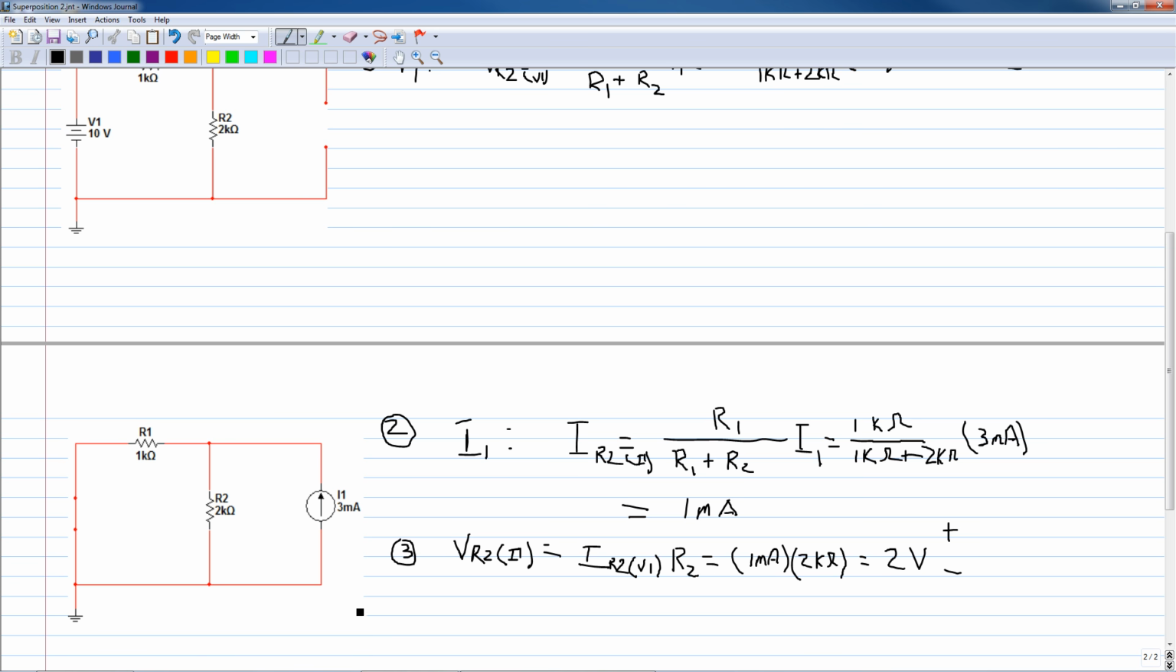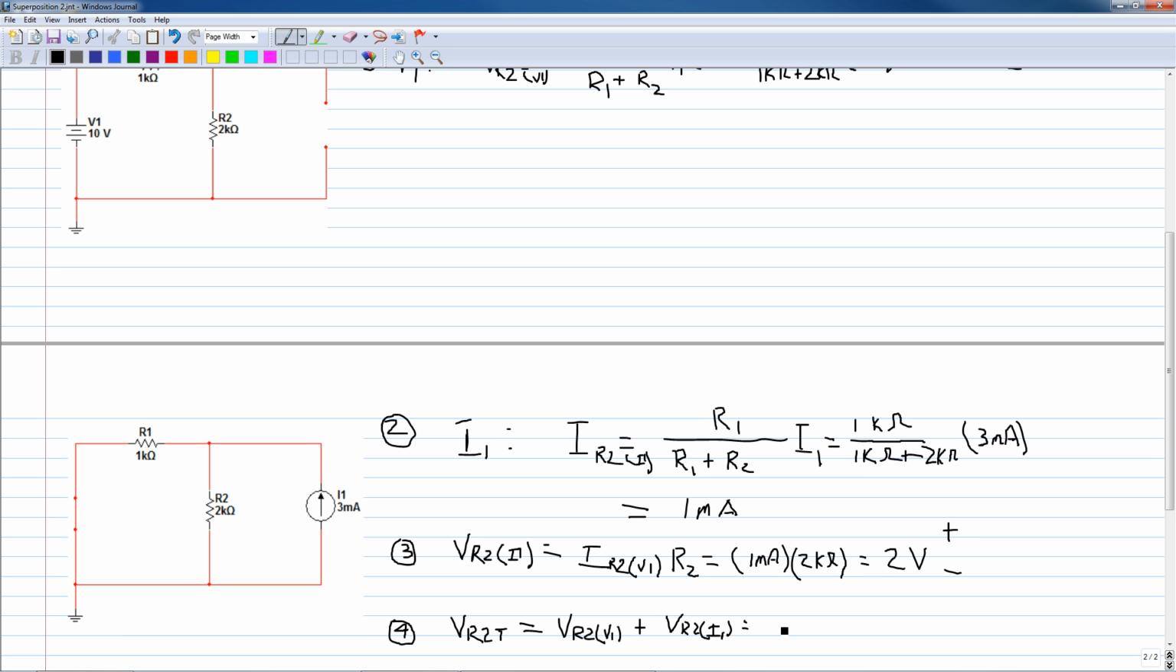Now, our next step is to solve for the total net voltage here. So VR2 total is equal to VR2 due to V1 plus VR2 due to I1, and they're added since they're both in the same direction.